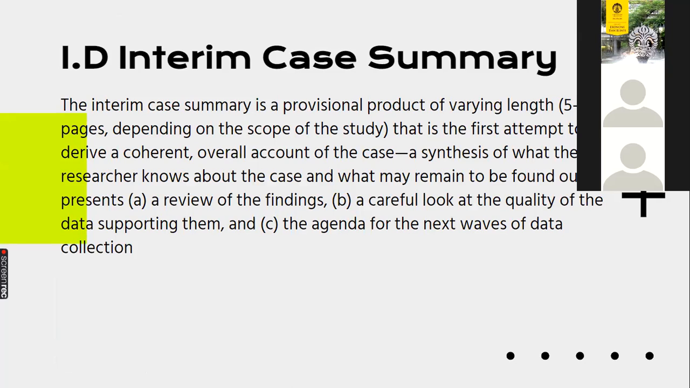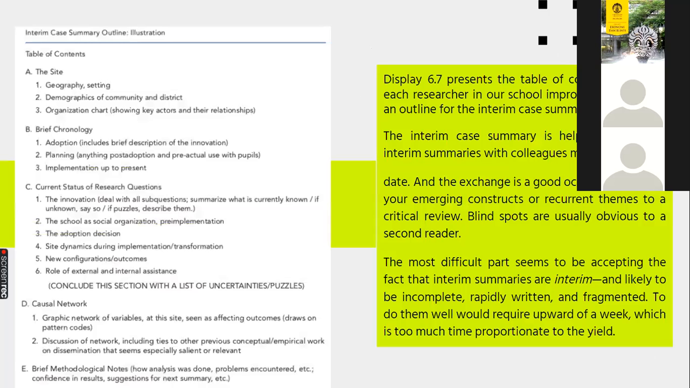The fourth form is the interim case summary. So the interim case summary is a provisional product of varying length. That is the first attempt to derive a coherent overall account of the case, a synthesis of what the researcher knows about the case and what may remain to be found out. It presents a review of the findings, a careful look at the quality of the data supporting them, and the agenda for the next waves of data collection. Next.